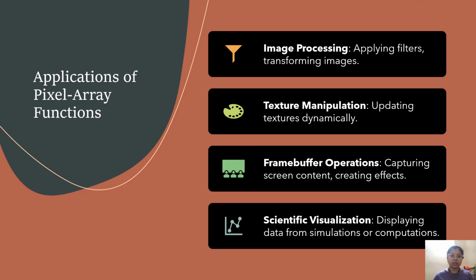Now let's see the applications of using the pixel array functions. It is used in image processing, such as applying filters and transforming images. Next is texture manipulation, updating the texture dynamically. Then frame buffer operations, capturing screen content and creating effects. Next is scientific visualization, displaying data from simulations or computations.